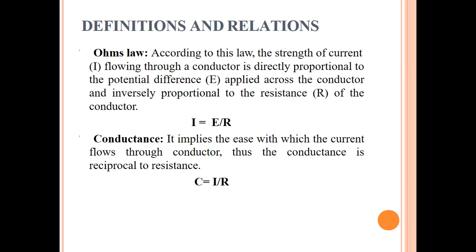So if we see the definitions, Ohm's law states that according to this law, the strength of current I which flows through a conductor is directly proportional to the potential difference E applied across the conductor, whereas it is inversely proportional to the resistance R of the conductor. So the relation will become I is equal to E over R. So it means the more the potential difference, the more will be the strength of current. Similarly, the more the resistance, the less will be the strength of current.